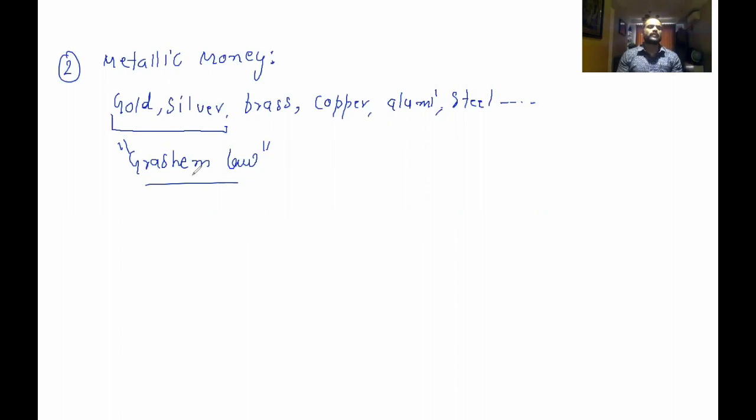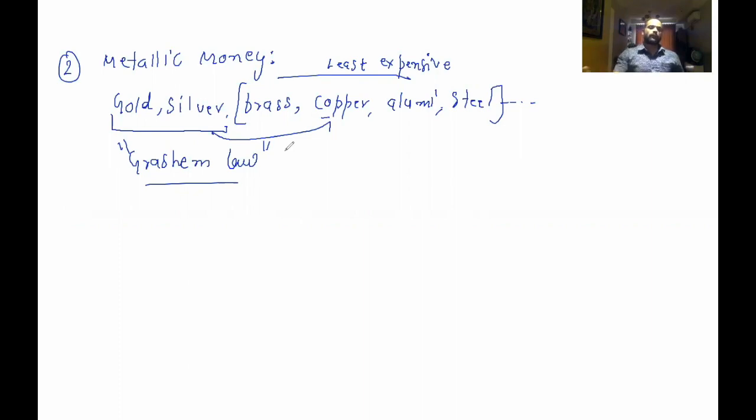So in order to remove those kinds of problems, they converted these most expensive metal currencies into least expensive metal. So these are most expensive, least expensive. Least expensive metal. That's the purpose of Gresham's law.